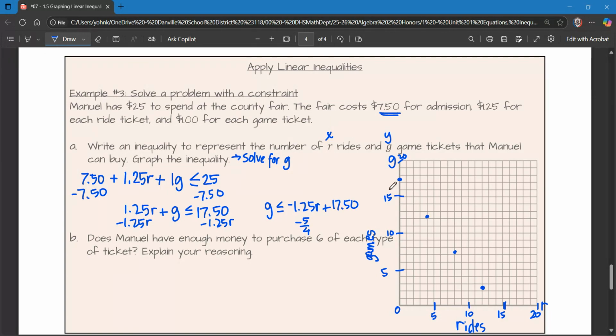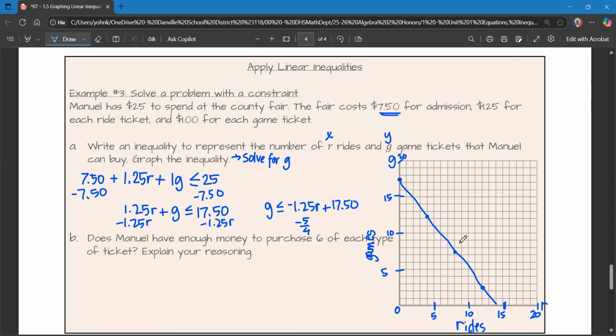Now this isn't equal to, so we're going to connect them. Here's the thing, kids. You're not going to put arrows because the graph is only in quadrant 1. So you don't want to use any arrows whatsoever because it's not going to go out of quadrant 1.